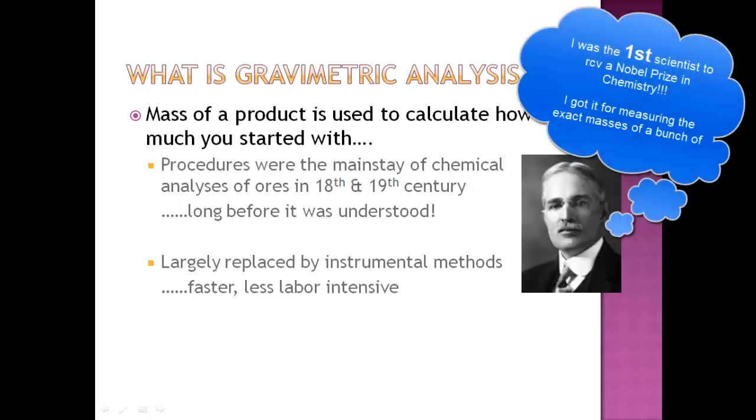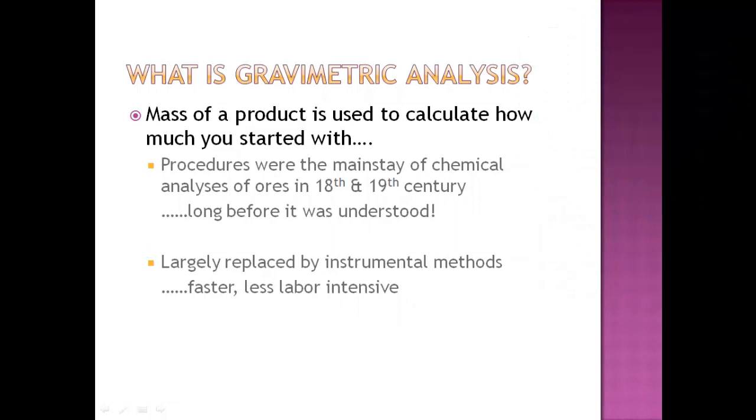Back in the 1900s, T.W. Richards actually got the Nobel Prize because he measured the atomic mass of silver, chlorine, and nitrogen using gravimetric analysis. These procedures were the hot topic back in the 18th and 19th century. They knew that what they were getting was correct because they tested it against other methods, but they really didn't know how it was working at the time, which is kind of interesting.